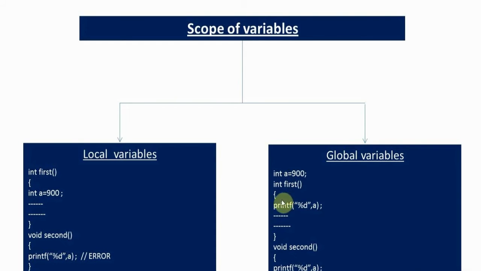So in the function first, I am accessing this variable a. It will be accessed and its value, if I am going to print it through printf, will be printed as 900. And in the function second also, or for that matter in any function of this program, I can access a. So there is single copy of this variable a which is being shared by all these functions.